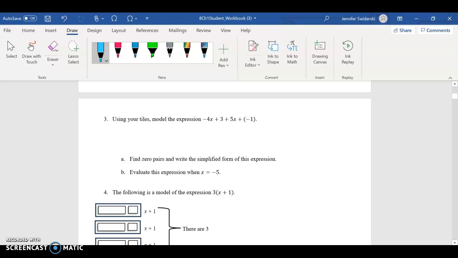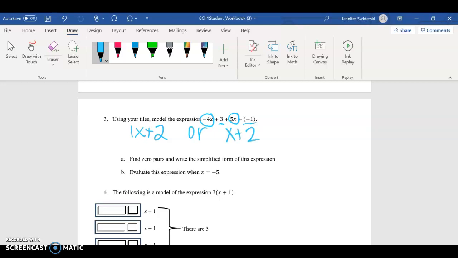Using your tiles model this expression. I am not going to use tiles on this one, but if you would like me to show you how to do that, I certainly can do that, all right? So let's combine our like terms. I like to start with variables. So we have a -4x and a +5x. If I combine those, -4 plus 5 gives me 1. So I have 1x. Now, Ms. Fursky, can I just leave that as an x? Absolutely. What about 3 minus 1? Well, that's going to become +2. So 1x plus 2 or x plus 2 would be the same thing.